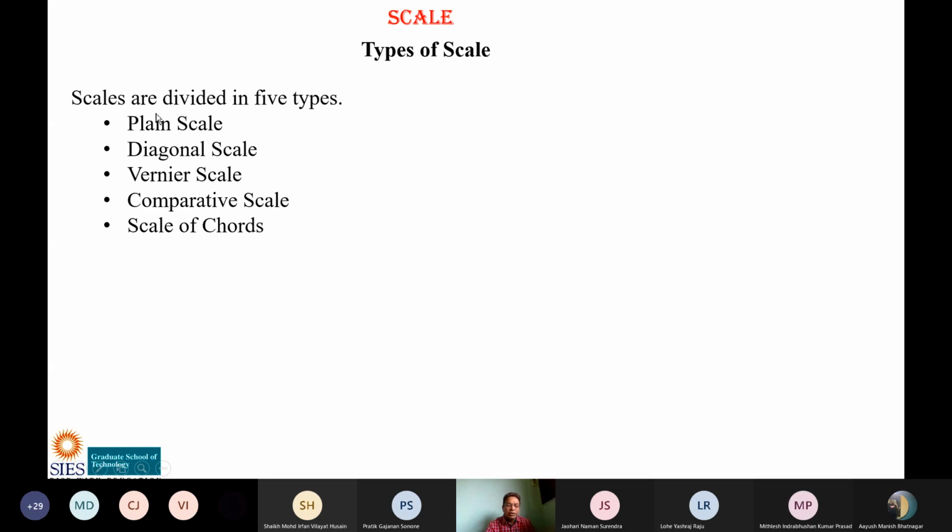So this is just an introductory topic. I'm not sure whether questions will be asked from this topic or not, but anyway, out of these 5 types, only 2 are given in the syllabus, plane scale and diagonal scale. You see, the other 3 are not there in the syllabus. So we'll see quickly what is this plane scale and diagonal scale and what it measures.